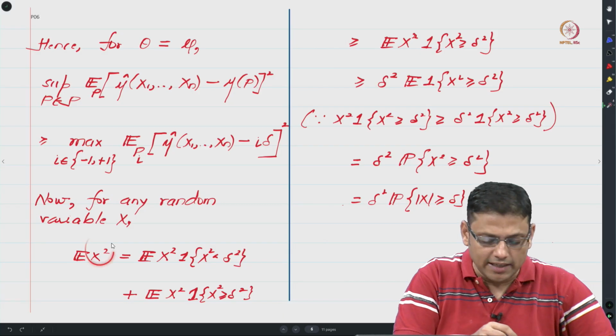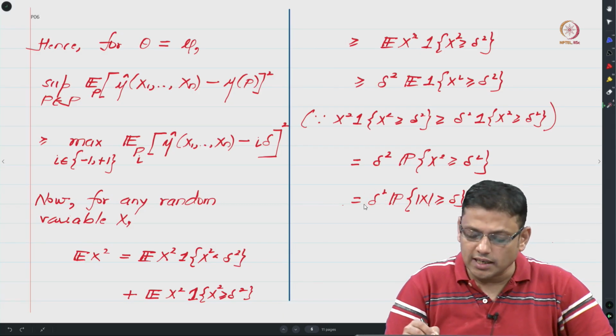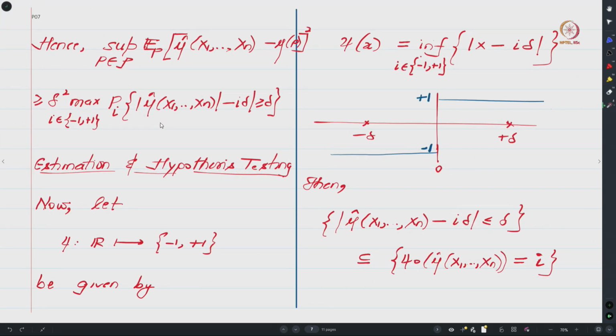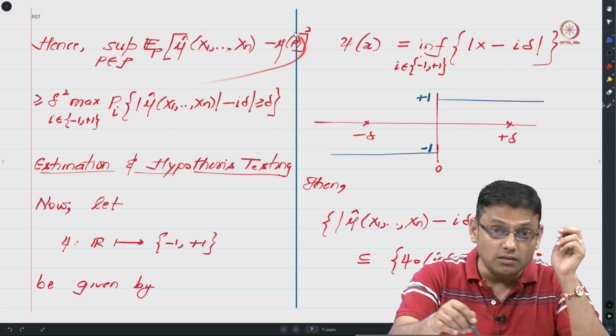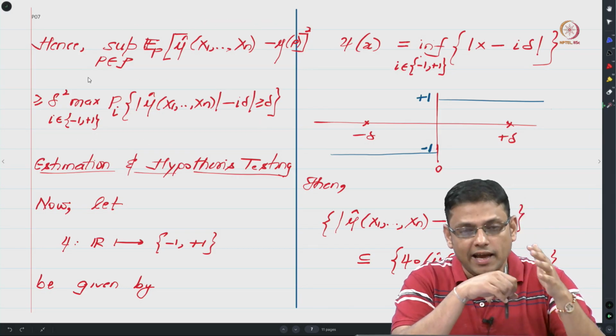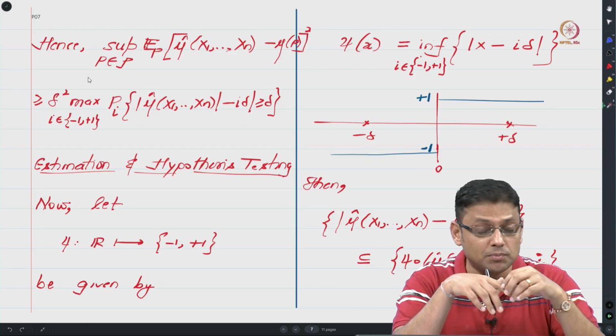So expected x square is greater than or equal to delta square times P of absolute value of x bigger than or equal to delta. Hence whatever we have over here, this quantity can be lower bounded by the probability that this difference is actually bigger than or equal to delta. So by doing some simple algebra, one can show that the worst case error is actually lower bounded by the quantity that we have over here, okay. This is just some simple algebra.